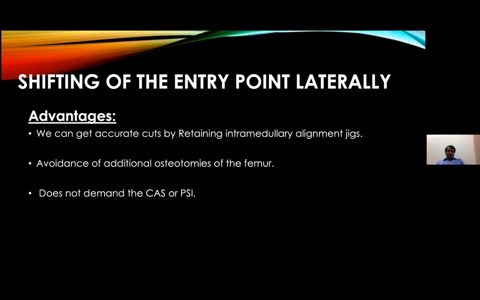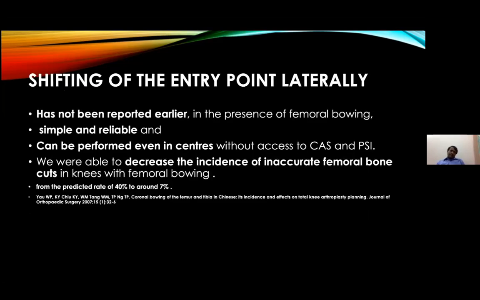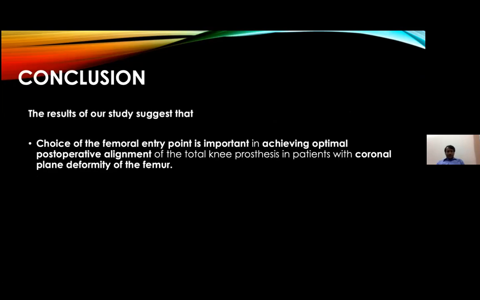So by shifting the entry point laterally, you can get an accurate correction of the deformity, avoidance of additional osteotomy of the femur, and it doesn't require CAS or PSI. Shifting the lateral entry point has not been reported earlier. It is a simple and reliable method, you don't require CAS or PSIs, and it decreases the incidence of inaccurate varus alignment. So the conclusion is that the choice of entry point is helpful in achieving the optimum post-op alignment in case of both femur.